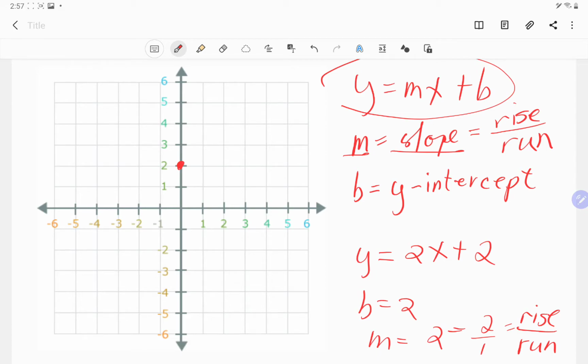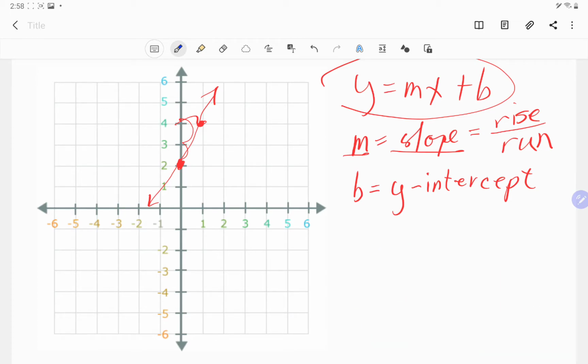Starting from the y-intercept here, we're going to move 2 units up, 1, 2, and then 1 unit to the right, which is the run. So we have 2 points here, and we're going to connect the two dots, and that is how you graph y equals 2x plus 2.